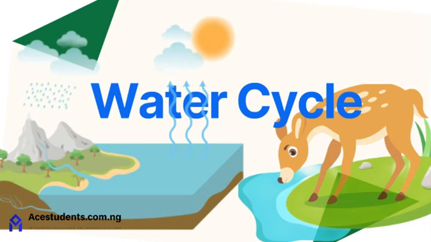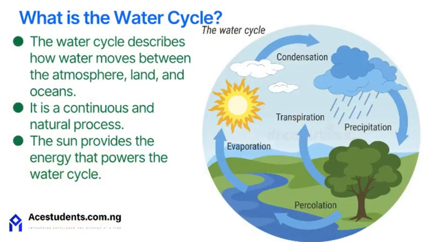Welcome to this lesson on the water cycle, a vital process that moves water through the environment. The water cycle is a continuous journey of water as it circulates between the atmosphere, land, and oceans. This cycle is driven by the energy of the sun.